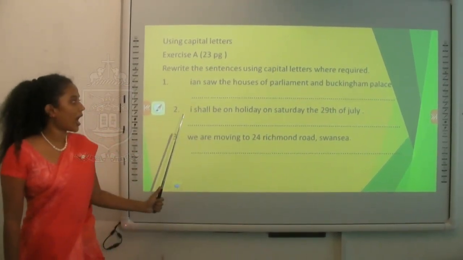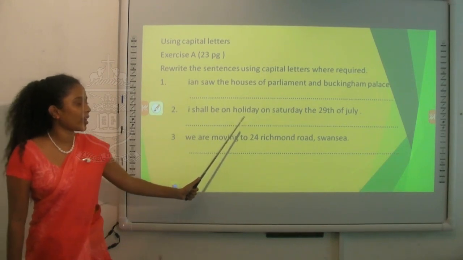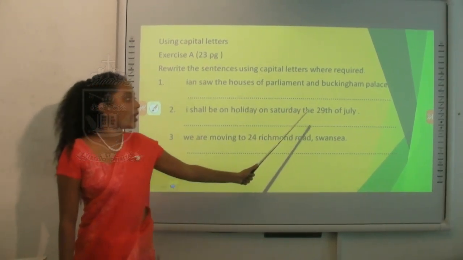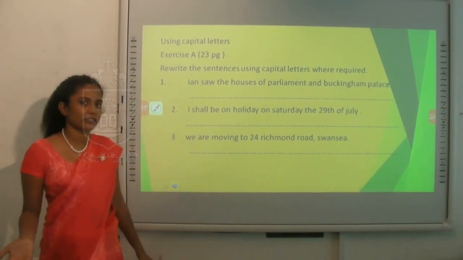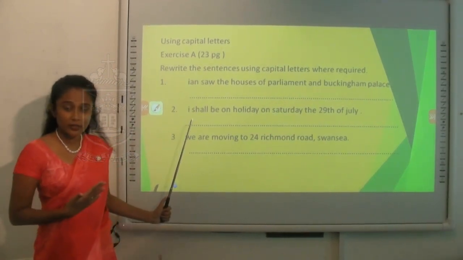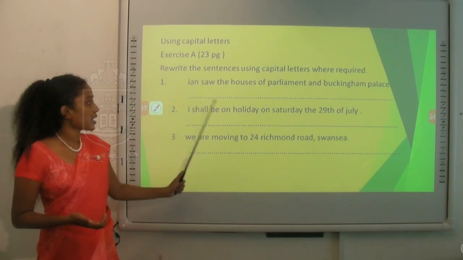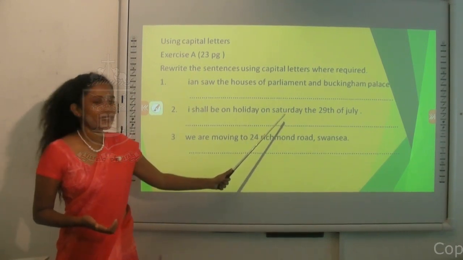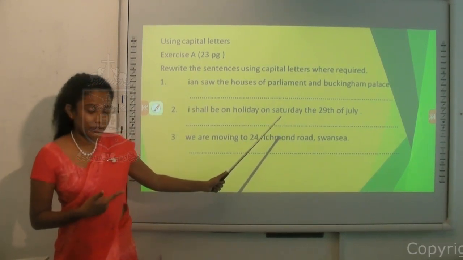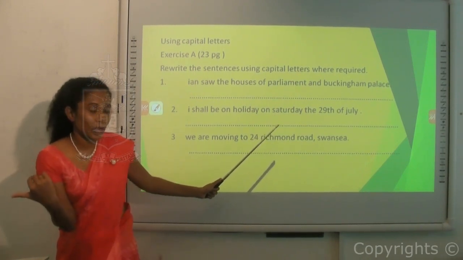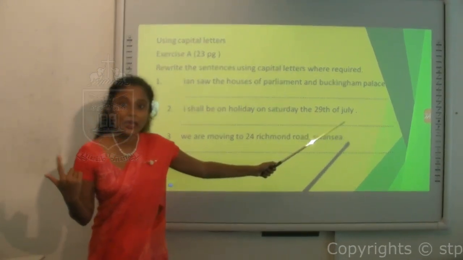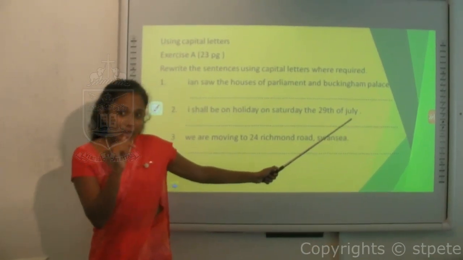Then the next one, I shall be on holiday on Saturday, the 29th of July. Can you please tell me where do we have to use capital letters to begin a sentence? Yes, I. And Saturday, it's a day, it's the name of a day, Saturday. So it's here simple, you need to change into capital letters. And for the July month, J has to be capital.